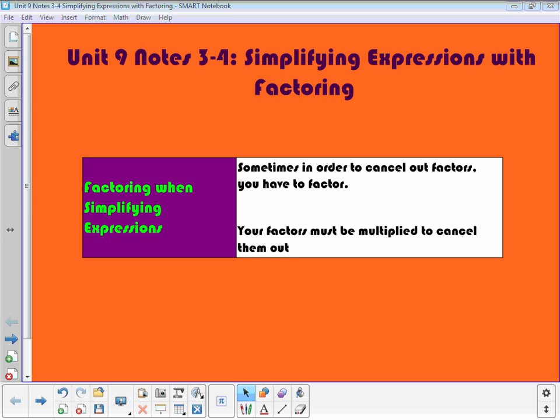Okay, so today we're going to be doing factoring and a little bit of simplifying. It's going to be a couple of steps, but you guys already know how to do all of it, so hopefully it isn't too difficult for you. The first thing you need to know is that sometimes in order to cancel out factors, you're going to have to factor. Before, you were given the factors, now you're going to have to factor to get those factors. Your factors must be multiplied in order to cancel them out.